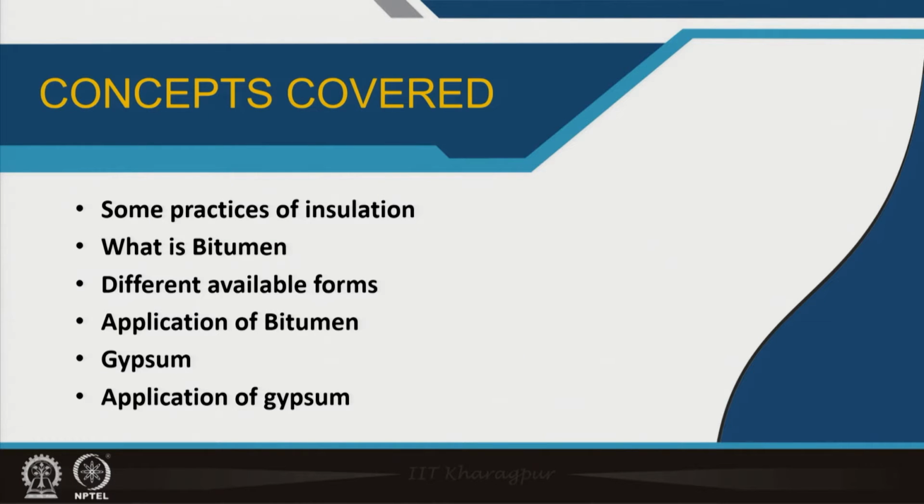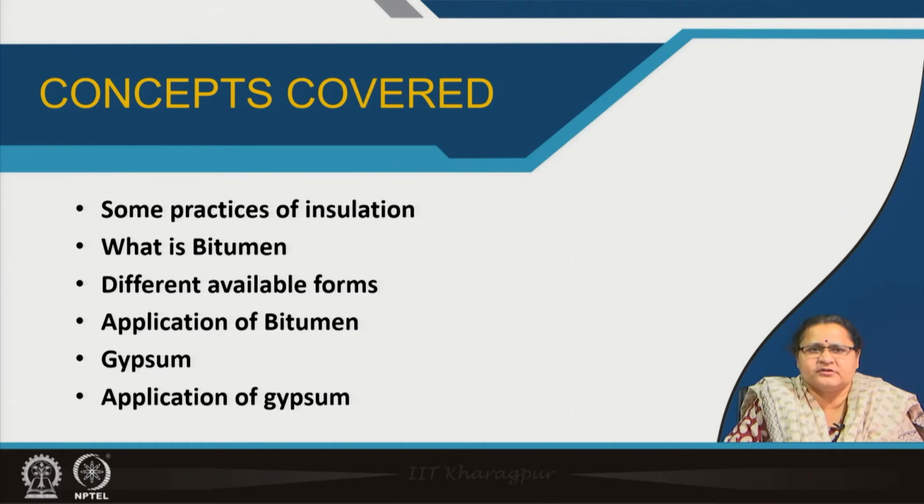Gypsum is the other insulator, which was used to cover up the fiberglass or the mineral wool or the rock wool and give a neat finish. Gypsum perforated boards were used for sound insulation, on top of the hidden sound insulating material, maybe fiberglass or glass wool or rock wool. We will try to see other applications of gypsum also, and let us now begin.